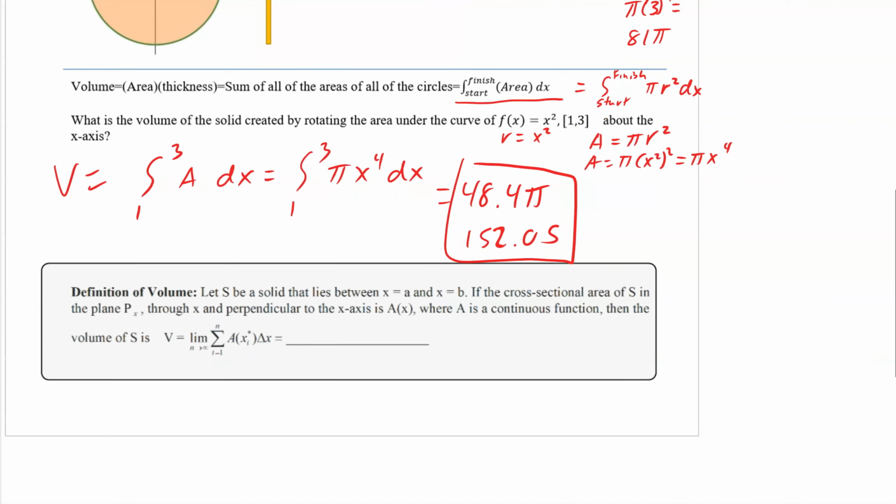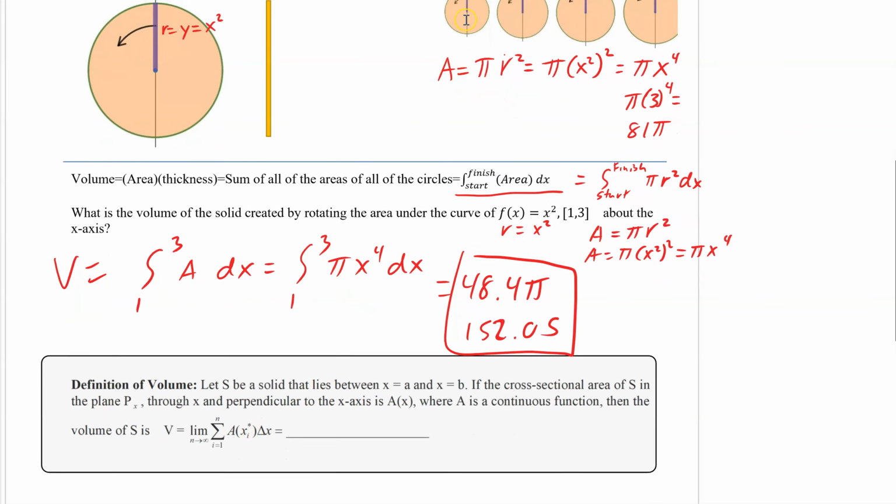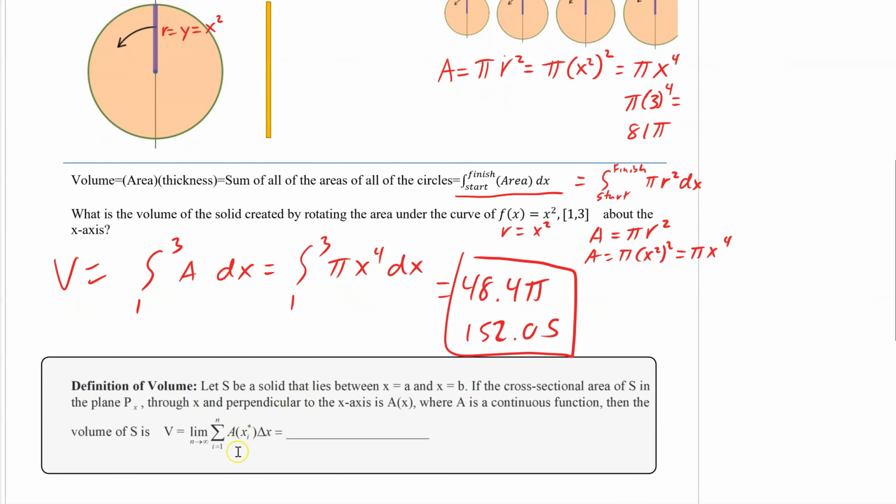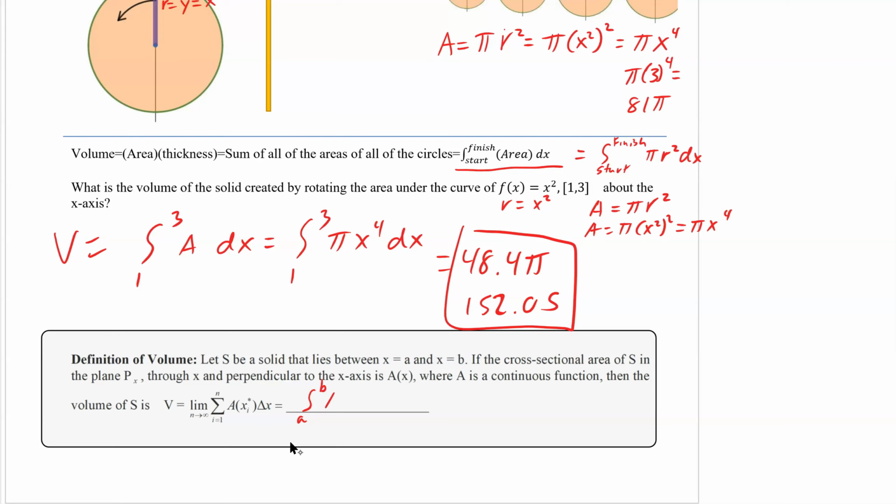So that means our volume here, you can see it now as the limit as n approaches infinity of the sum from i equals 1 to n of our function A of x_i. So remember, it's plugging in x to give us the area of each of these disks. So this right here is the area of one disk and how thick the disk is. That gives us that one volume, and then we add them all up to get the total volume. So this becomes the integral from a to b of A of x dx, which is what we're talking about here, start to finish area dx. There you go.